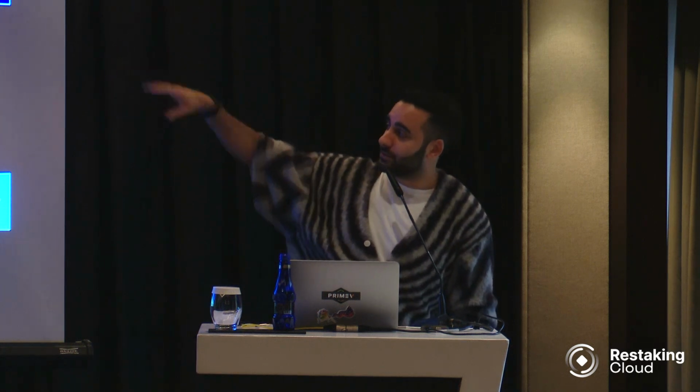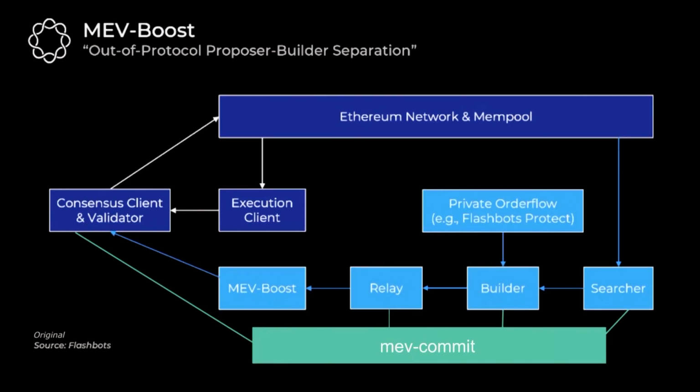So this diagram above is how Delphi Research and Flashbots thought of how to represent the actors in PBS. And we're really building MEV commit to hook up to a lot of these actors and allow them to coordinate on different things.